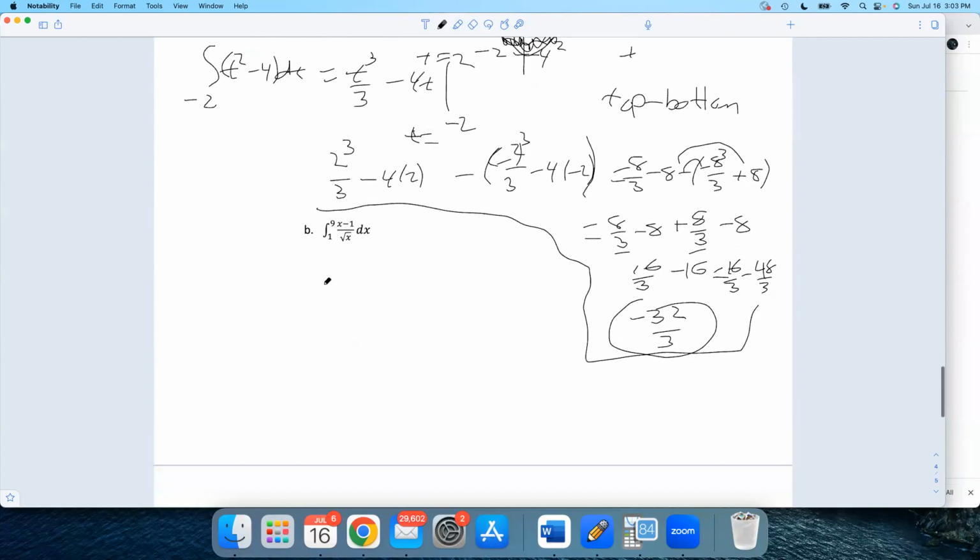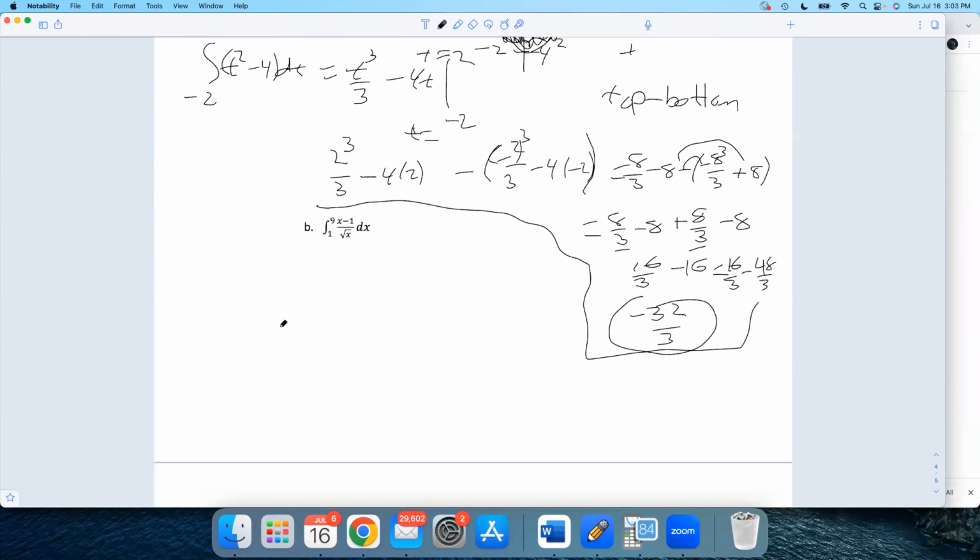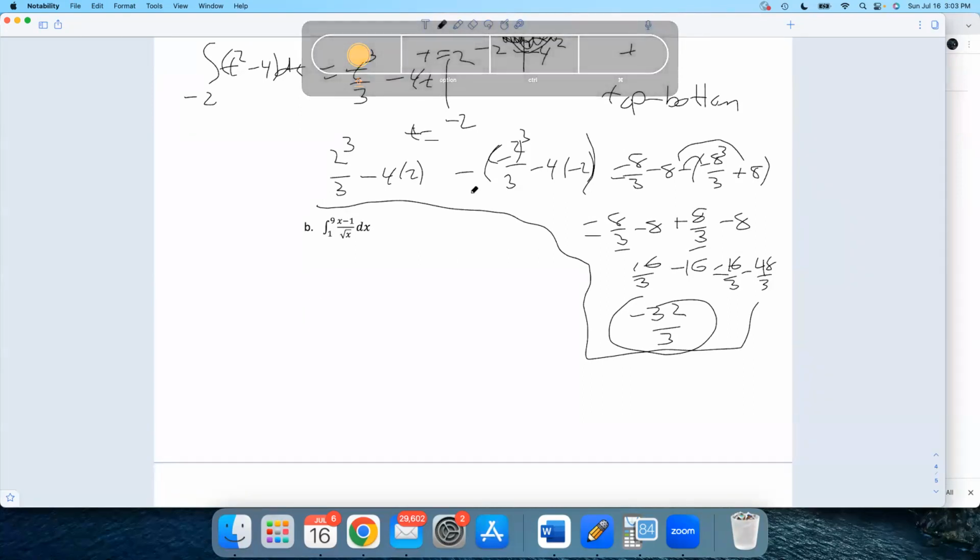Okay, let's do this one. This definite integral. Remember, a definite integral, your answer is just a number.